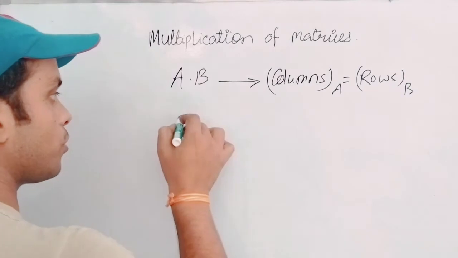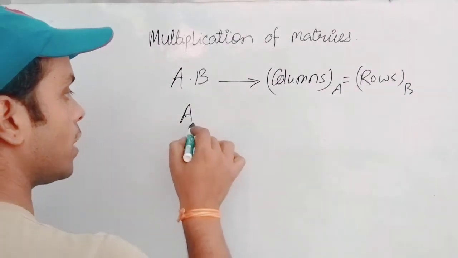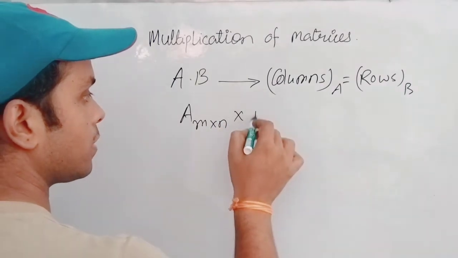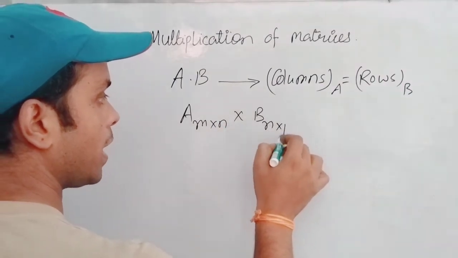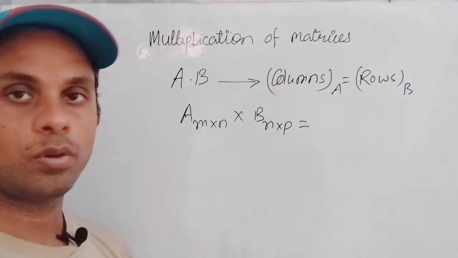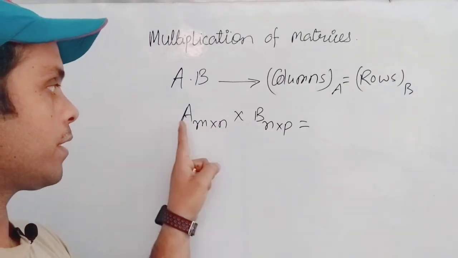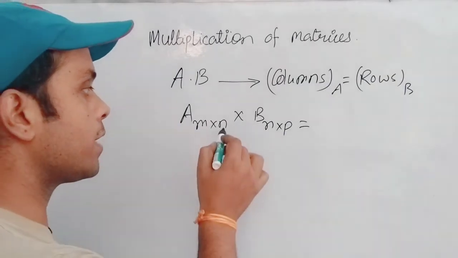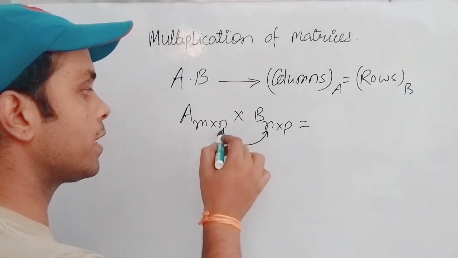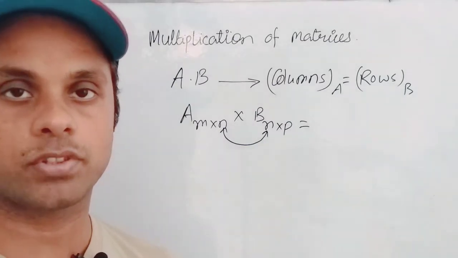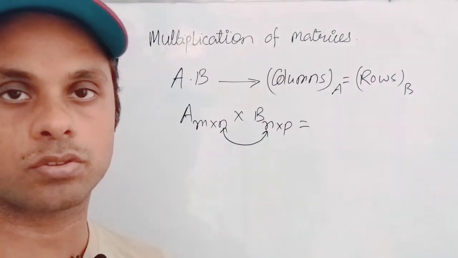For example, suppose you have a matrix of order m by n and another matrix of order n by p. Look at what is common there: the number of columns in matrix A is the same as the number of rows in matrix B. So this product is defined. This is possible. We can multiply them in this order.